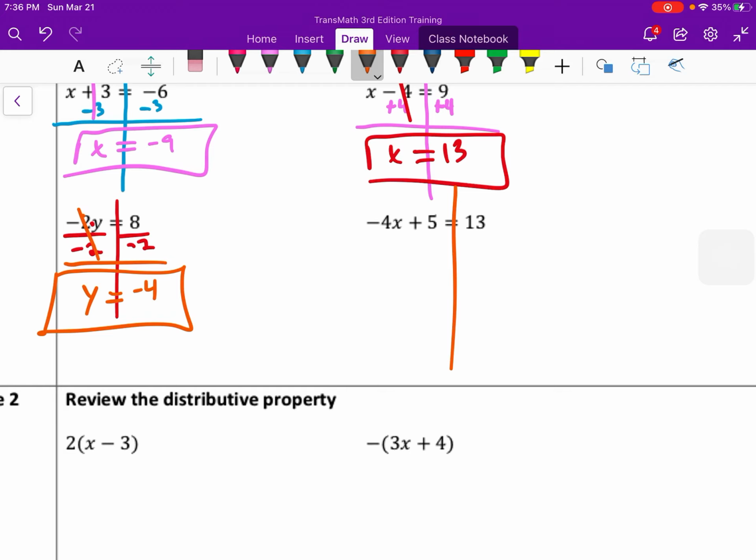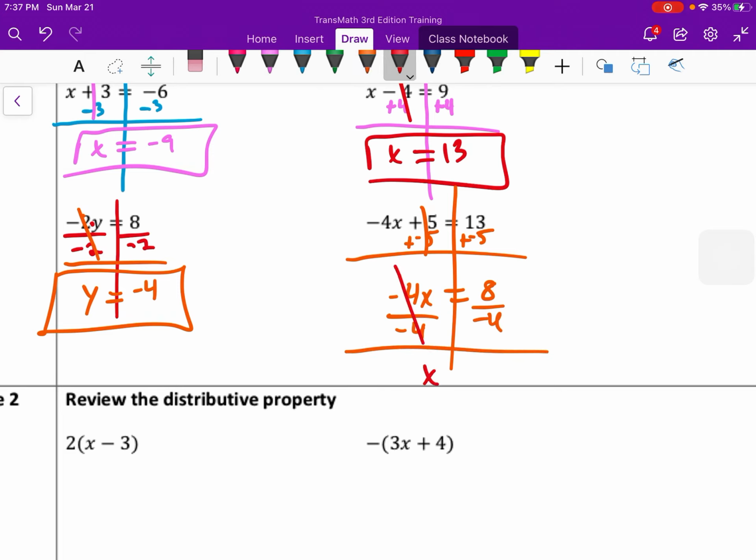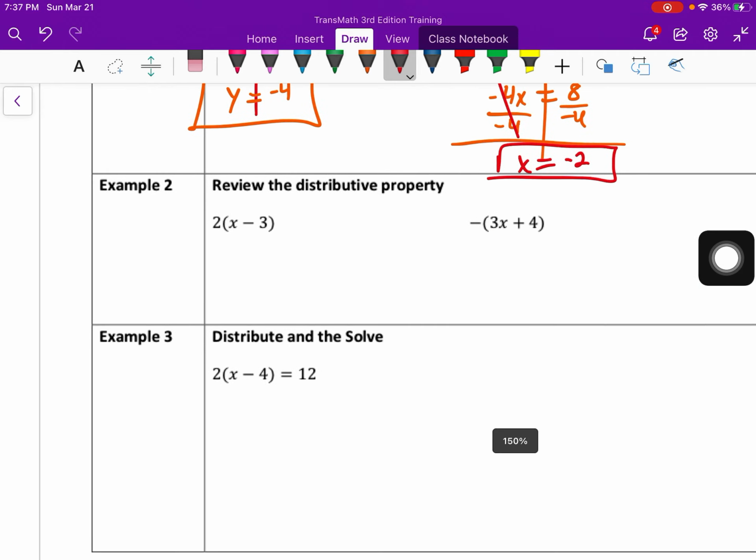Inverse operation, if it's plus 5, this time I'm going to add a negative 5 to both sides. So this becomes 0, and we have negative 4x equals 13 plus a negative 5, which is the same thing as 13 minus 5, which is 8. Then we want to divide both sides by negative 4. So we're left with just x equals negative 2. And again, you can substitute all these values back into the equation to verify that the equation is balanced.